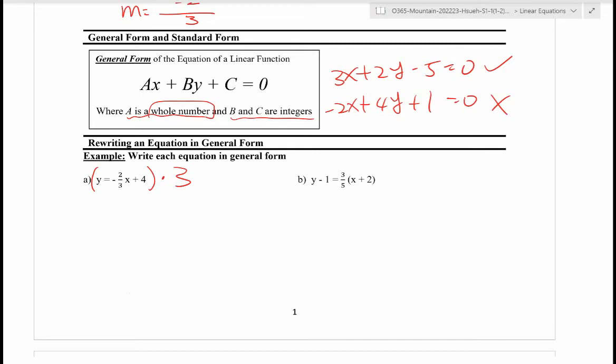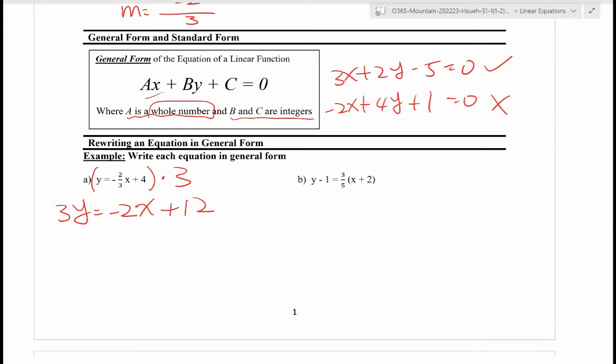So we're going to start with y times 3, which is 3y. -2/3 times 3 is -2, so the 3 and the 3 cancel out, and we still have the x. And then 4 times 3 is 12. Now you see we have no more fractions. So that's the first step: get rid of the fraction.